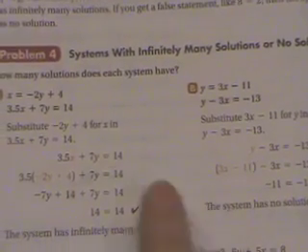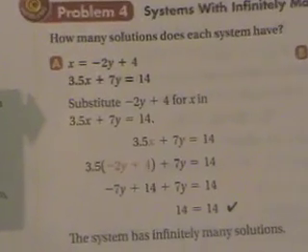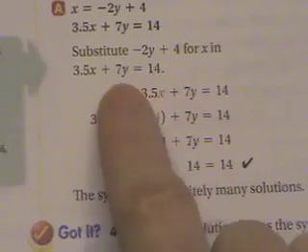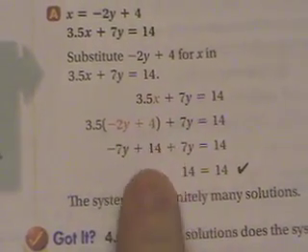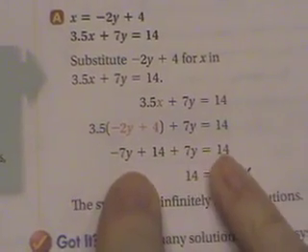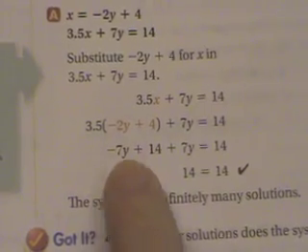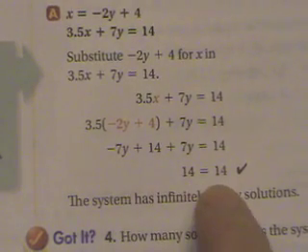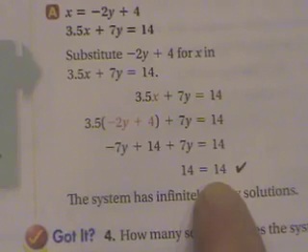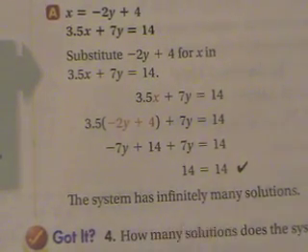Basically, take a look at A over here, when you are working through one of these systems, and say you substitute in, and you end up with a situation like this: negative 7y plus 14 plus 7y equals 14. The positive 7y and the negative 7y cancel out. You're left with 14 equals 14. This means that any number you put in will work, so the system has infinitely many solutions.